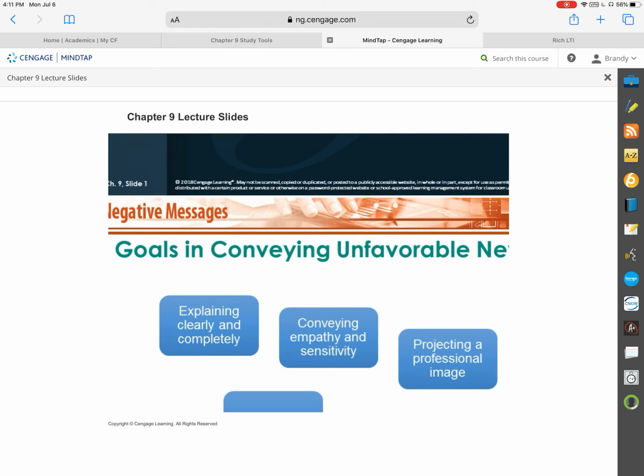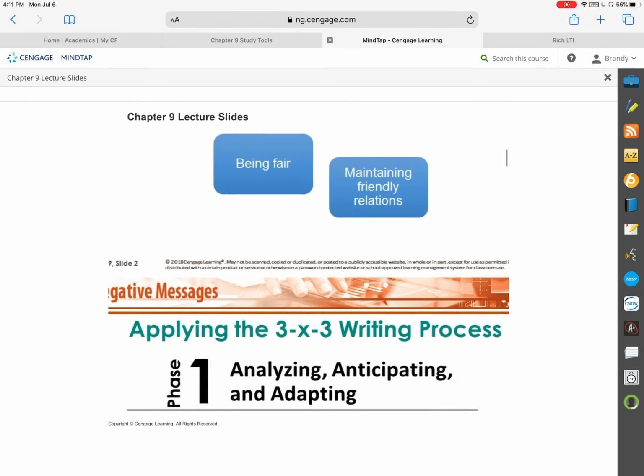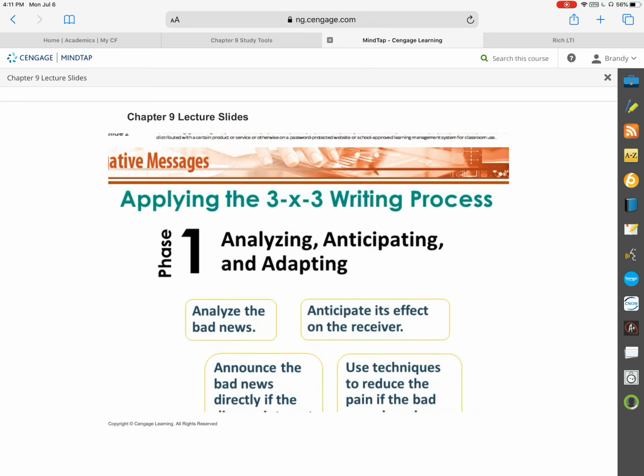And remember, you can always get to these slides via your study tools at the end of the module. So, goals that we have when we're trying to convey negative or unfavorable news. We want to make sure we're always explaining things clearly and completely. We want to seem sensitive and very professional when we're delivering this kind of news. We want to always be fair, and we want to maintain really good relations, because just because we have to say no about something now, we don't want that to mean we don't have a working relationship with someone in the future, with a customer, a colleague, whatever the case may be.